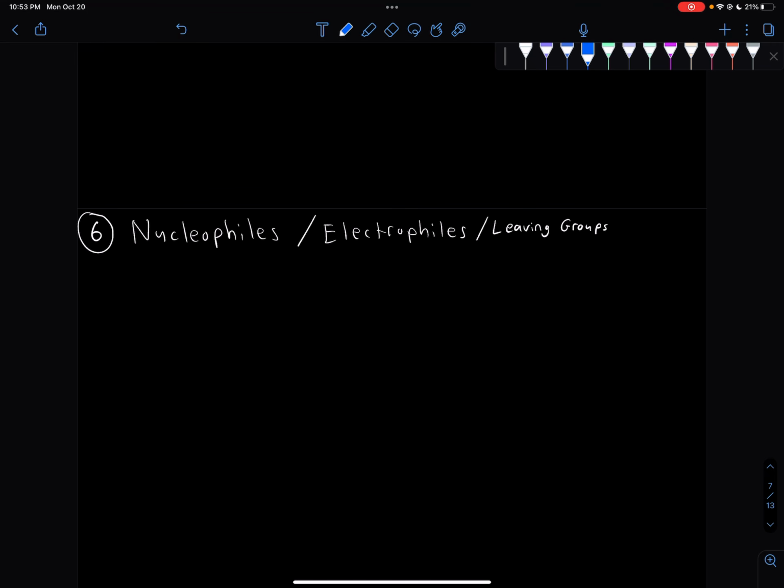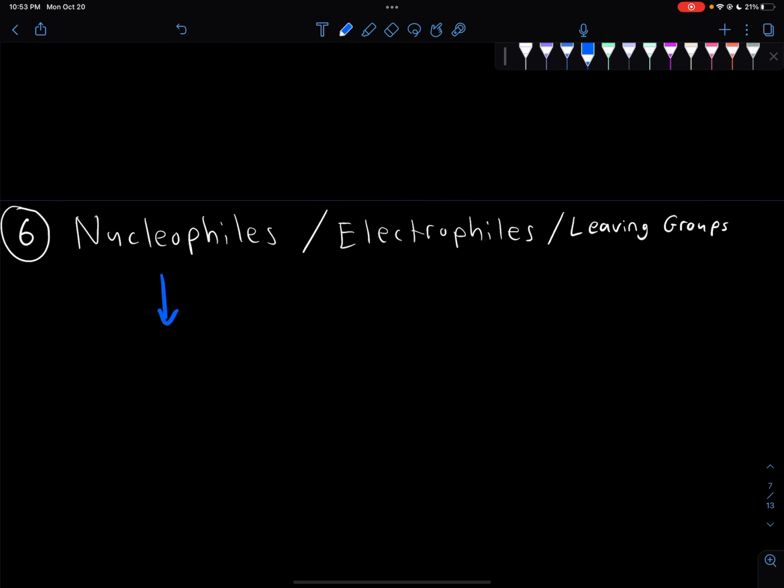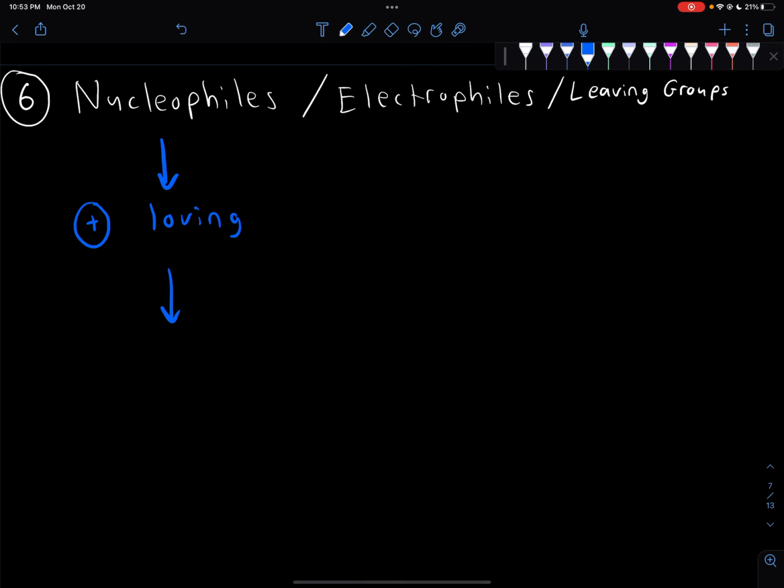Okay, now the fun stuff, as if the other ones were not fun. Nucleophiles, electrophiles, and leaving groups. A nucleophile is nucleus loving, in other words, positive charge loving, which means that a good nucleophile has a negative charge. Because if you have a negative charge, in order to neutralize yourself, you need something positive. So they're attracted to positive stuff.